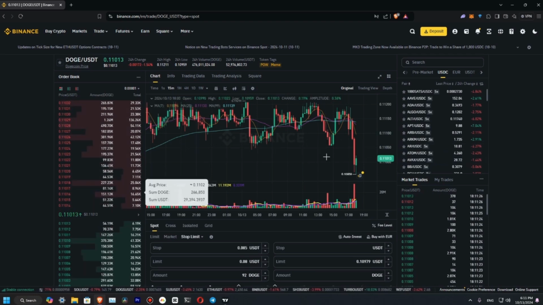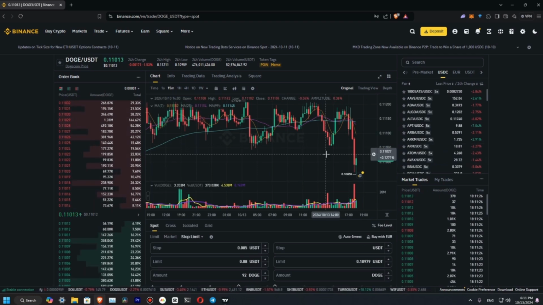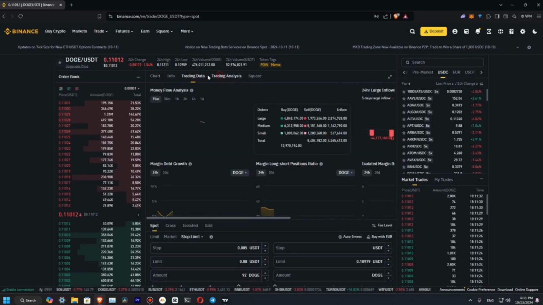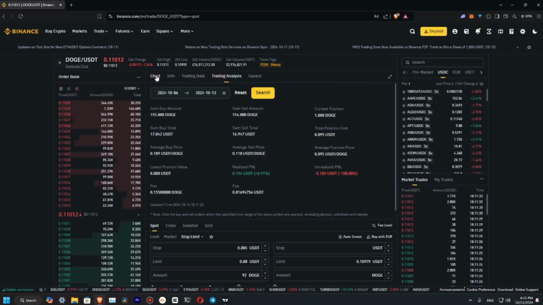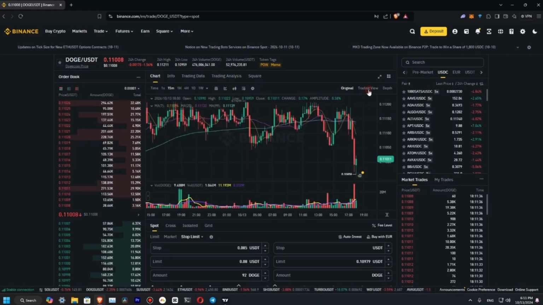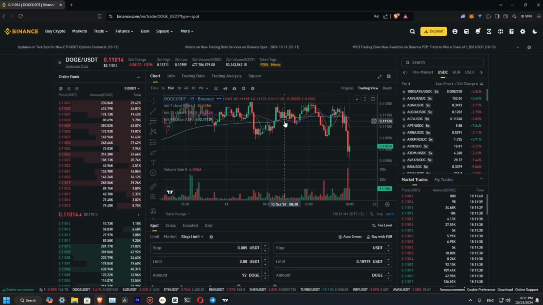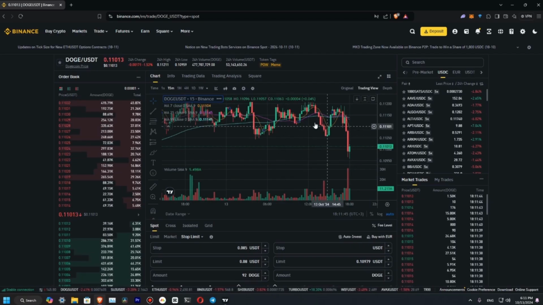Another thing, this graph, we're not going to use it. There is a TradingView option for this graph, but since we're using TradingView for our classes, you will not be needing to do anything on this interface.